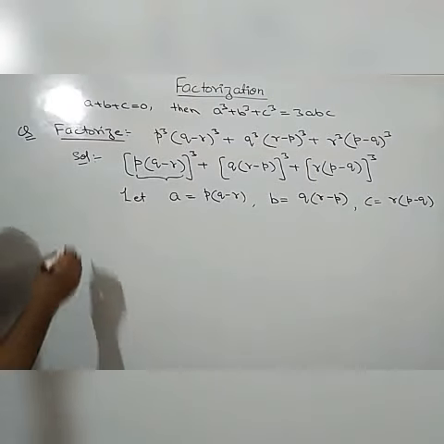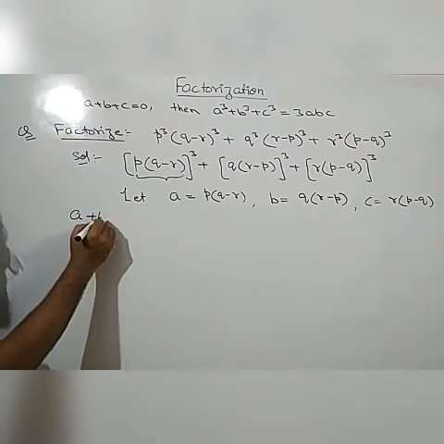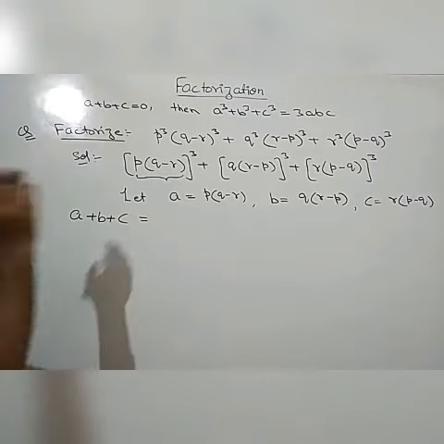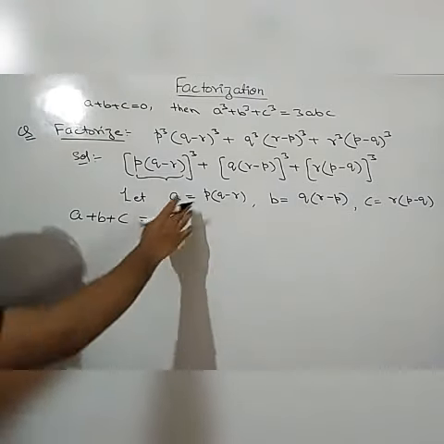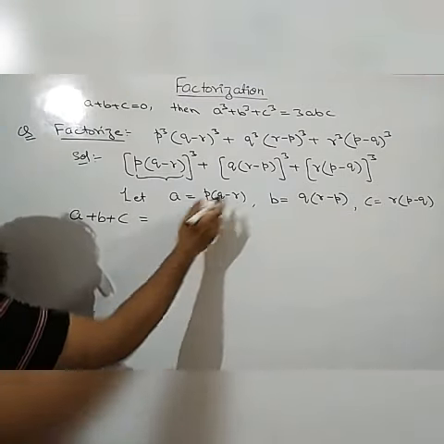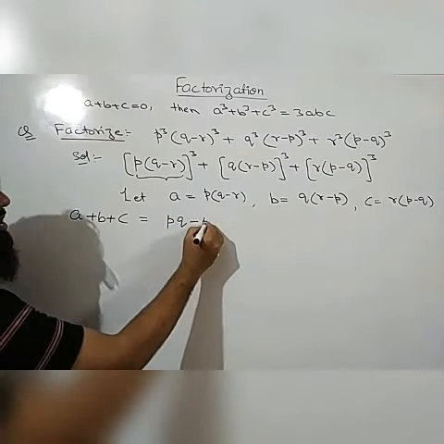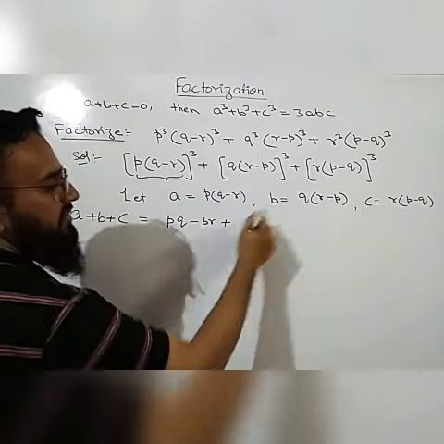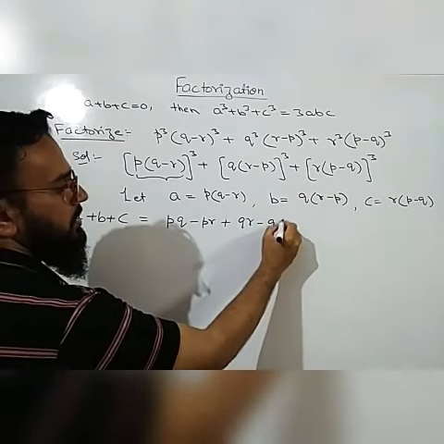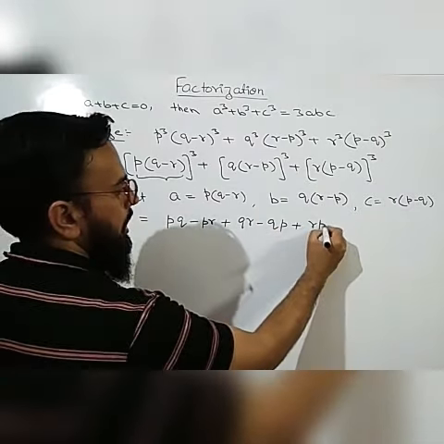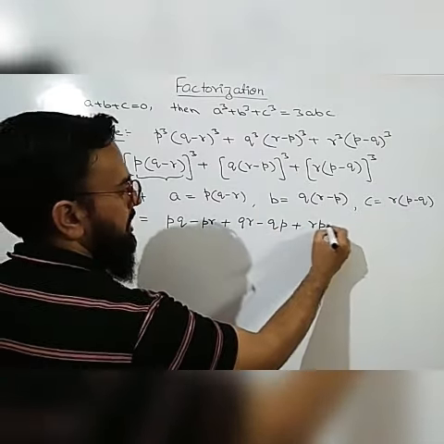Now let us check a plus b plus c. Find the value of a plus b plus c. So what will be the value of a? Multiply and open the brackets. So the value of a will be pq minus pr, plus b will be qr minus qp, plus c will be rp minus rq, opening all the brackets and adding. So it is a plus b plus c.